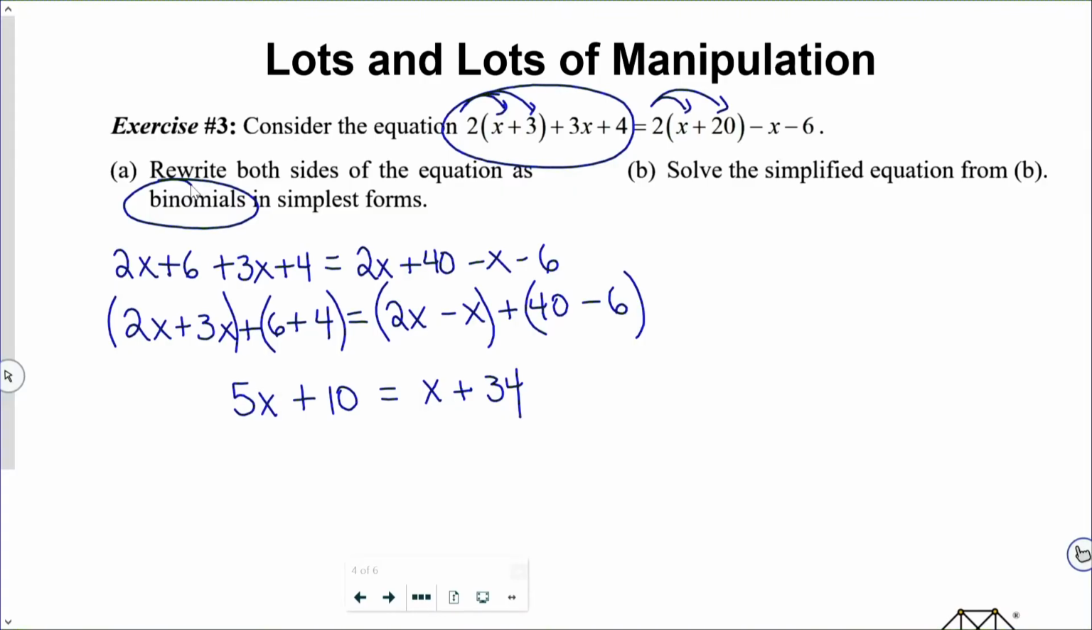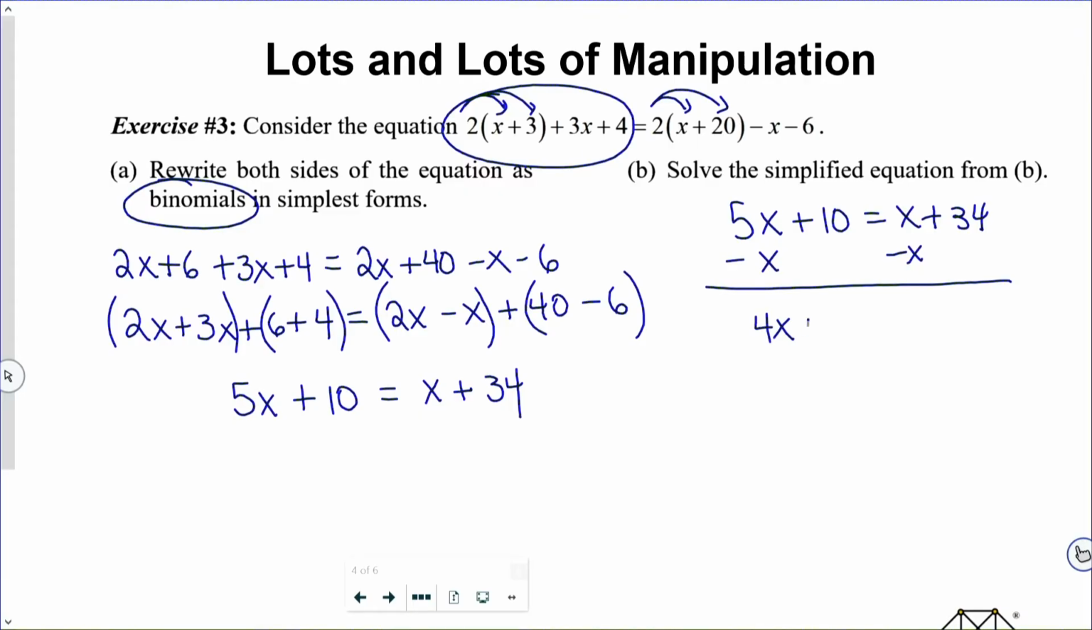Solve the simplified equation from A. All right, well, let's do this together. This is just a piece of cake now. We've got 5x plus 10 is equal to x plus 34. I want to isolate the variable on the left-hand side, so I'm going to write a minus x on both sides. 5x minus x is 4x.